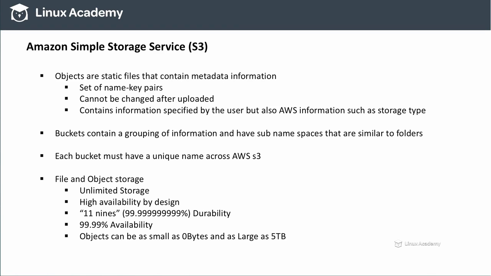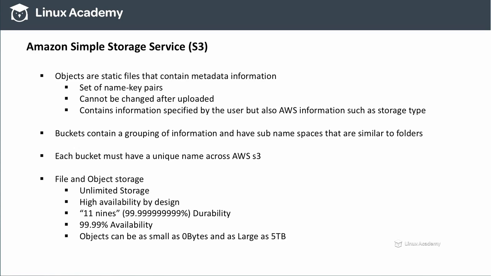So AWS S3 is again file and object storage. It's designed for high scalability and high availability. So you're able to have essentially unlimited or infinite storage. There are no storage limits when it comes to how much data you can upload. However, there is a size limit on objects. Objects can be as small as 0 bytes and as large as 5 terabytes.